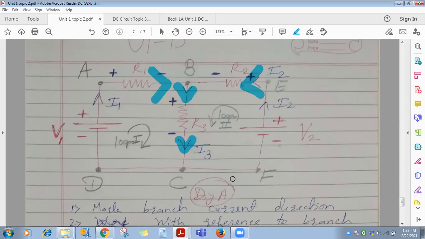Number of unknowns. Suppose V1 is given to you as 10 volt, V2 is 5 volt, and R1, R2, R3 are given as 1 ohm, 2 ohm and 3 ohm respectively. Now in this circuit, how many unknown parameters are there? Three: I1, I2, I3.